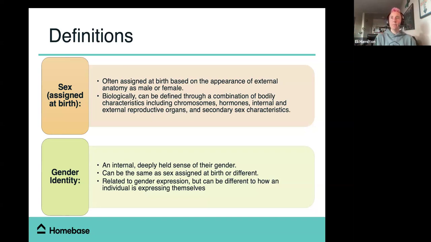So when we talk about someone's physiological characteristics, it's really important and useful to use sex assigned at birth or something like physiological sex, and then keep gender and gender identity in this separate category of someone's internal understanding of who they are socially, who they are as an internal identity.